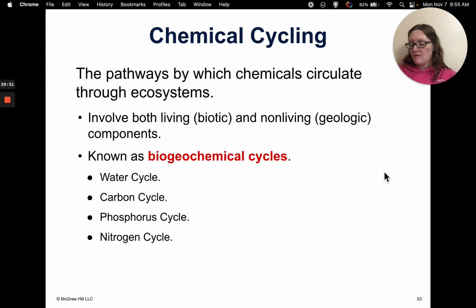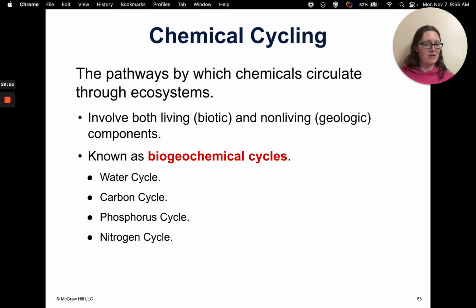All right, still moving on. Types of cycles: water, carbon, phosphorus, and nitrogen. The biogeochemicals: life, geology, and chemical cycles. So those are fun words, biogeochemical cycles. Water, carbon, phosphorus, and nitrogen. All of these things are cycled around in the environment.